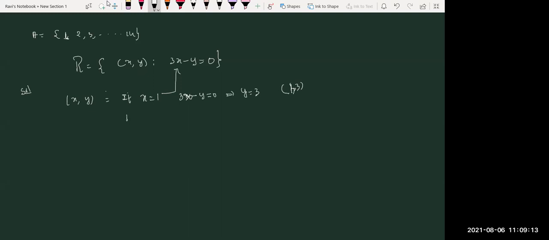Next, if x is 2, y equals 6, right? Yes, because 3 times 2 is 6. So x is 2, y is 6. If x is 3, y is 9. Everyone has to give the answer. Y equals how much? 9. Next, x is 4, y is 12.